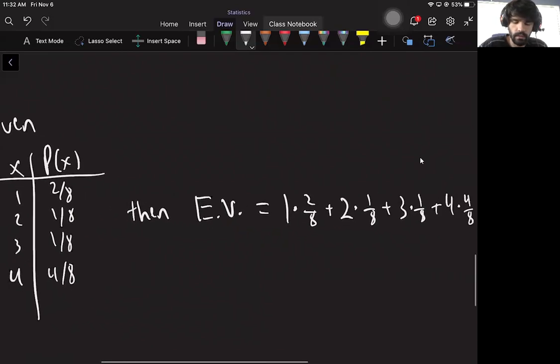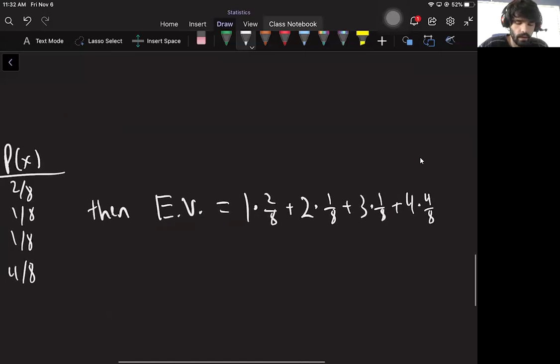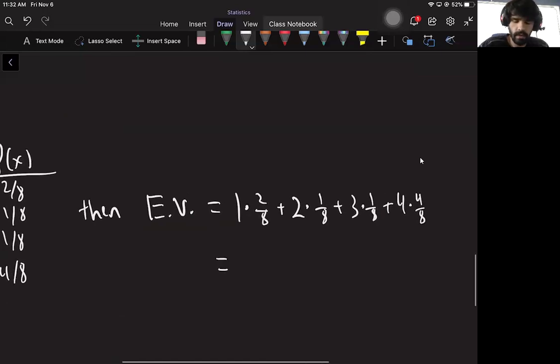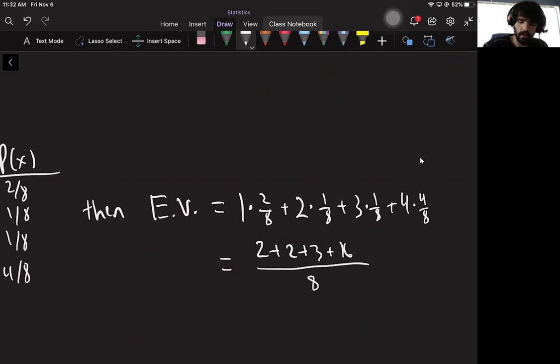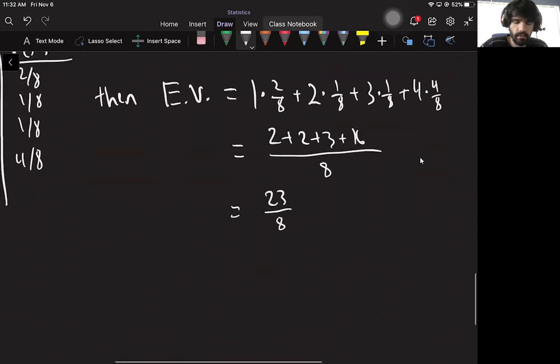Okay, so 1, 2, 3, and 4, multiplied by each of their probabilities and then add it up. So if you add all this up, you'll get, let's see, 2 plus 2 plus 3 plus 16 over 8 is 23 over 8. Good. Okay, so that's my mean or my expected value.